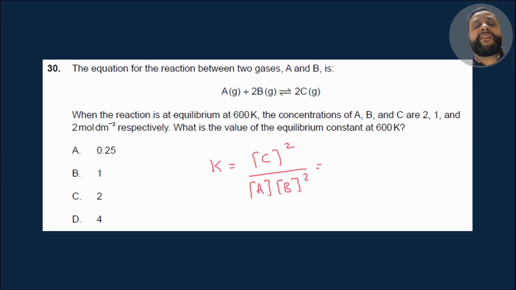So we have been given the equilibrium concentrations. So let me substitute these values. So the value of C is 2 squared divided by the value of A, which is 2, times the value of B, which is 1 mole per dm cube, 1 squared. So 4 divided by 2. So the answer will be 2. So the value of equilibrium constant will be 2. So correct answer is C.